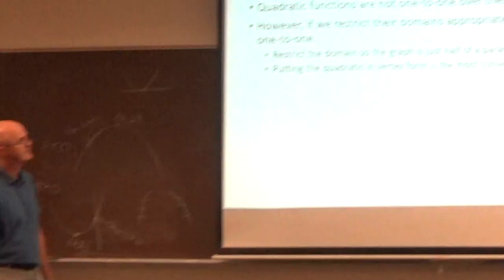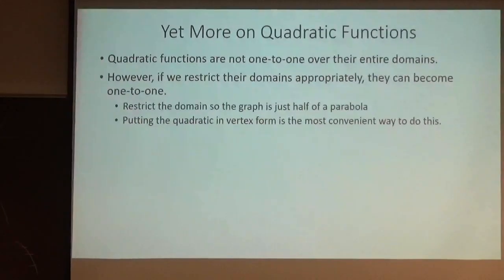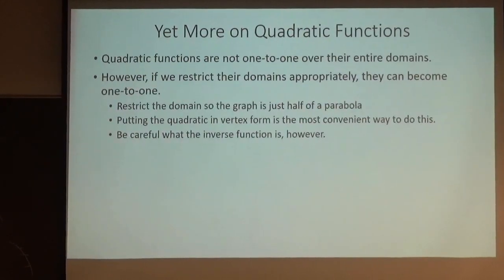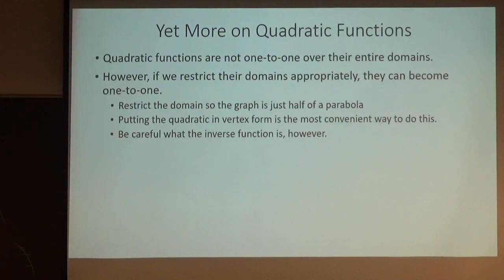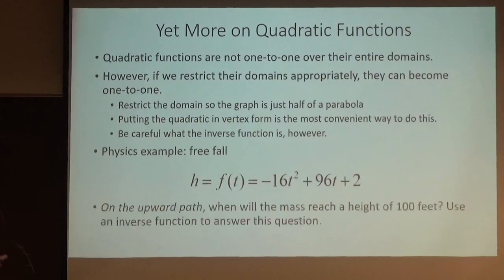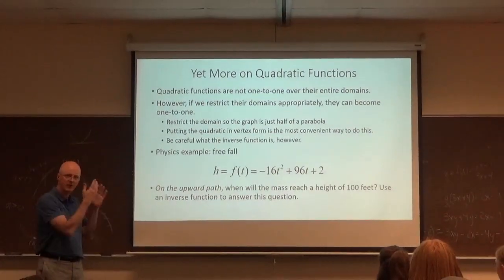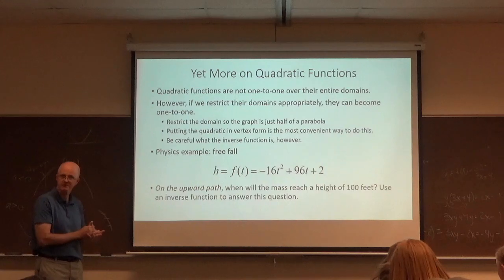Vertex form is the most convenient way to do that, to define the domain so it's one-to-one. Be careful what the inverse function is. I think after class today, I will then solve this problem and send you my solution to help you understand this process with an application.